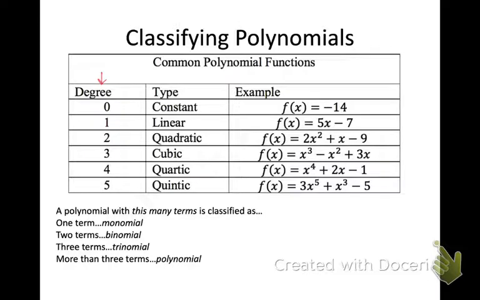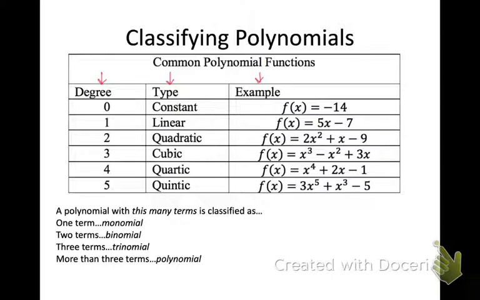Now let's classify some polynomials. So if you look at this table, you want to fill in the table in your notes. So the first way we can classify them is by degree, and then by the type that names the function, and then I've given some examples. I've written them in function form, f of x. You could also write them in equation form, y equals.